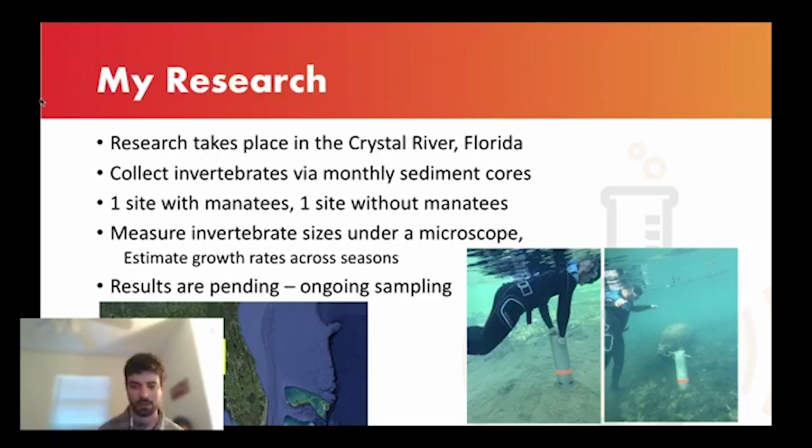But as you can see in the bottom right, we definitely have manatees coming to help us out with the invertebrate sampling, so that's pretty fun. And they just show up, you're just out there and they're there. So that's a really fun aspect of the research. Taking the cores back to the boat, the manatees will just still be hanging out there wondering what the heck you're doing.